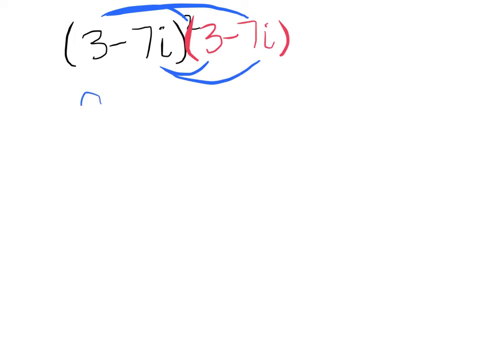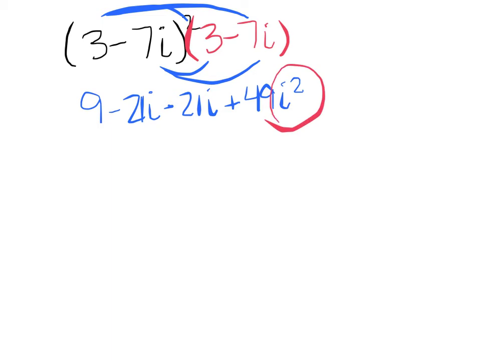So we end up with 9 minus 21i, minus 21i plus 49i squared. Remember, what is i squared? i squared is negative 1. So we could really say that we have 9 minus 42i minus 49, because negative 1 times 49 would be negative 49.